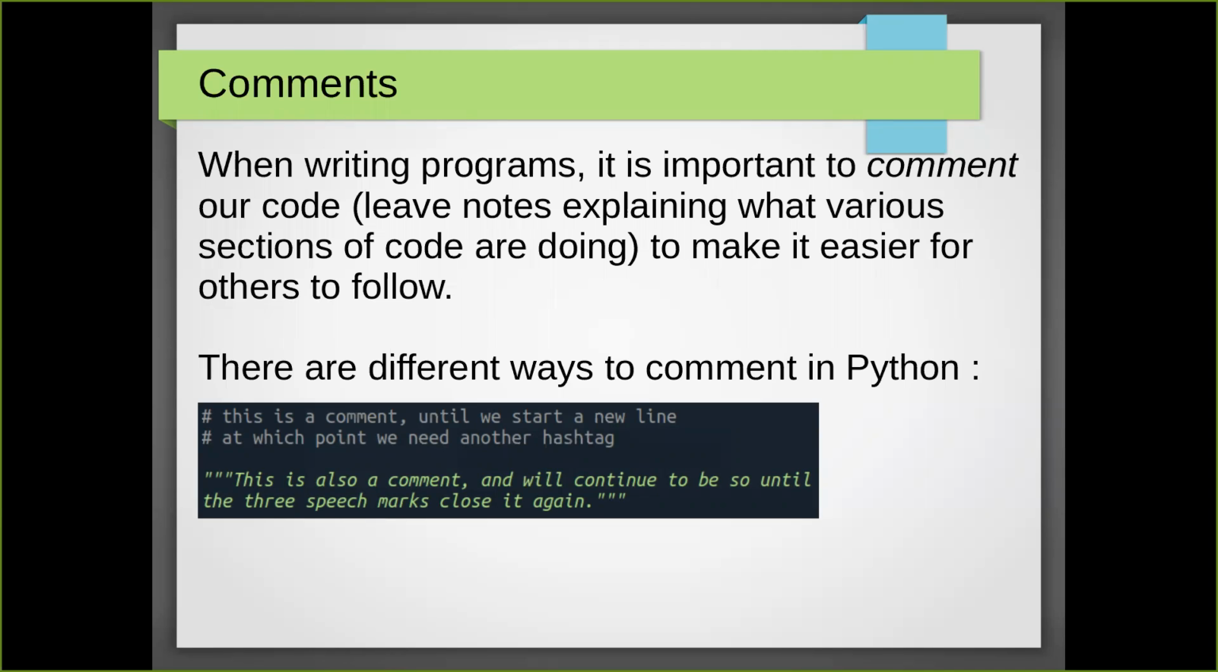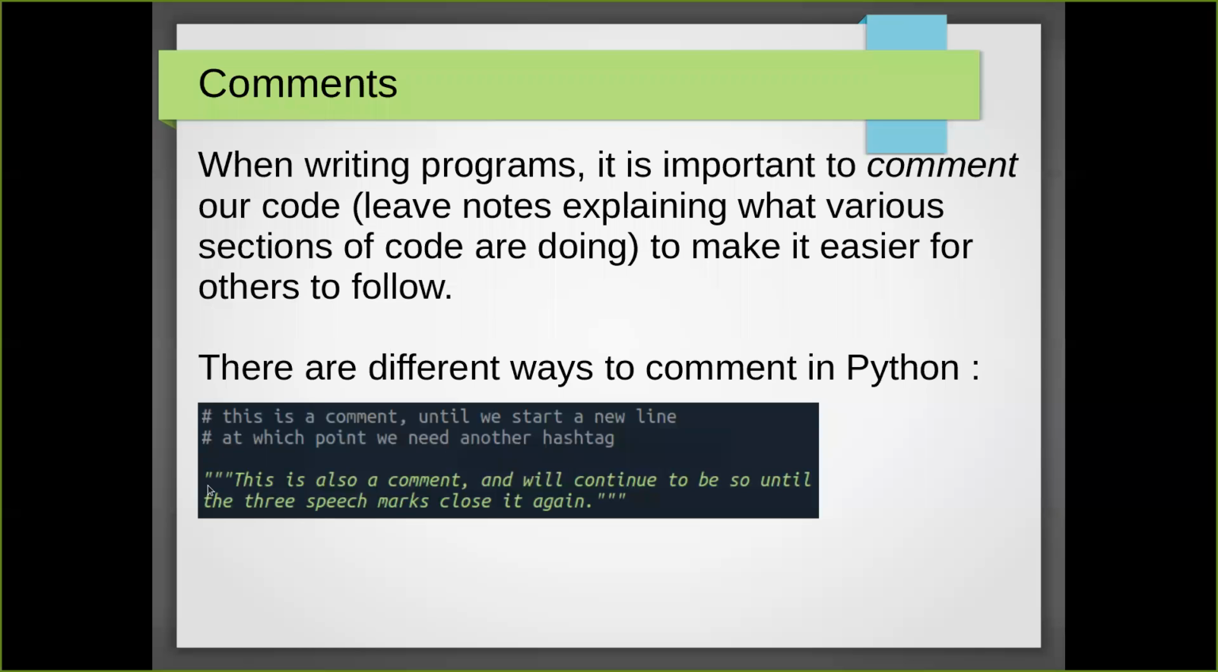So you can write in just completely plain language, leaving little notes to yourself and to others to explain what various bits do. And the different ways to comment in Python, two of the most common ways in which you will use will be the hashtag style. So the hashtag style, you start a line with a hashtag, and then you write your comment, and that will continue to be a comment in grey in Spyder until you start a new line, at which point, if you want to carry on, you'll need to use another hashtag.